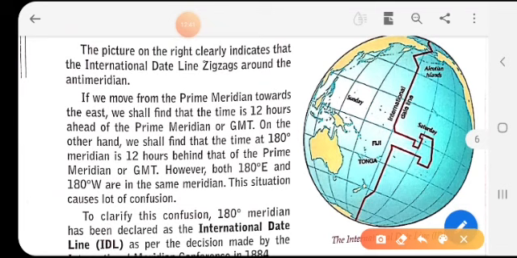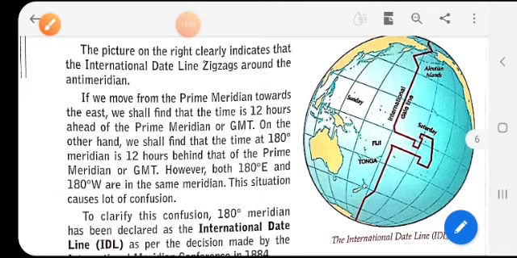As I told you before, this situation causes a lot of confusion. So since we have learned that when we go eastwards we gain time and when we go westwards we lose time, if 180 degrees longitude is the same for east and west side, then it creates a lot of confusion.